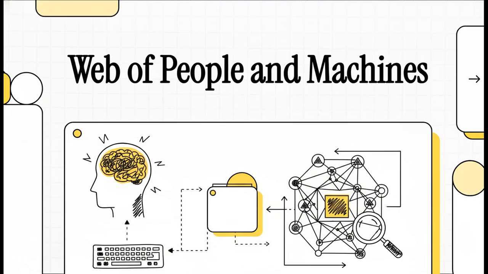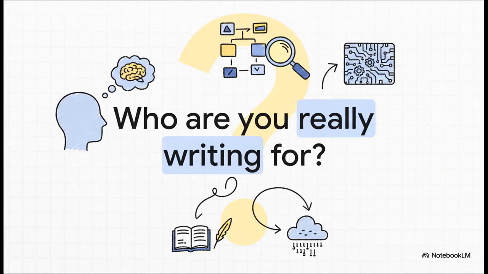If you're making anything for the internet today, blog posts, articles, you name it, you're not just writing for people anymore. You're actually writing for a whole new kind of web, one that's made up of both people and machines. So the big question is, how do we get good at this? Let's dive in. So let's just start with the most basic question, but it's the one that really changes everything.